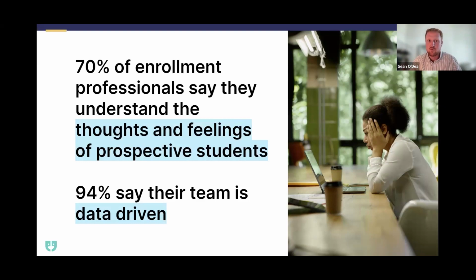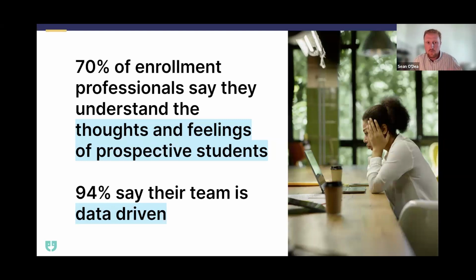So 70% of enrollment professionals report that they understand how their prospective students are feeling. And that makes sense. Admissions, marketing, enrollment professionals are in this world day after day and have met thousands of prospective and current students. Also, we see that another 94% say that they are data-driven. And that's great news. We know that the majority of schools are collecting mountains and mountains of data points about their students. These numbers sound great and show a high confidence in the tools that they're using, but something doesn't quite add up.